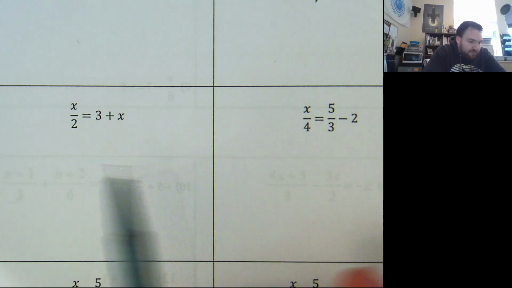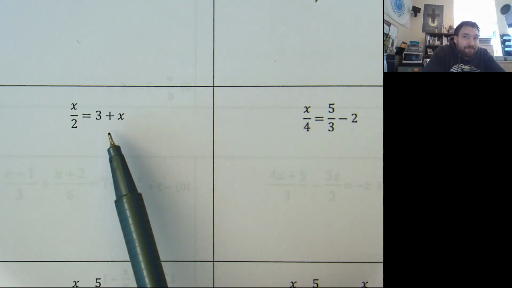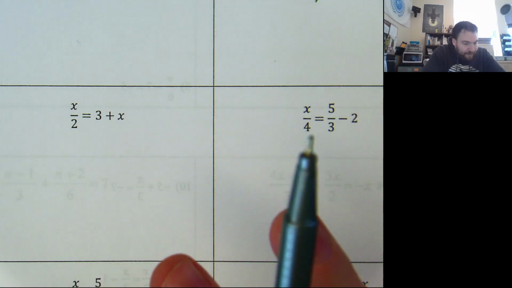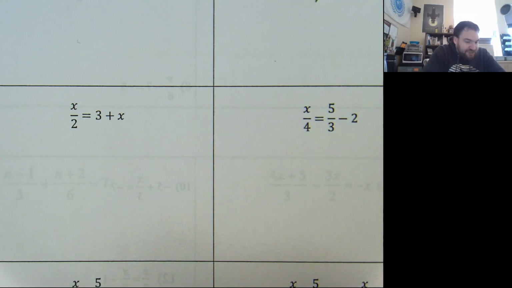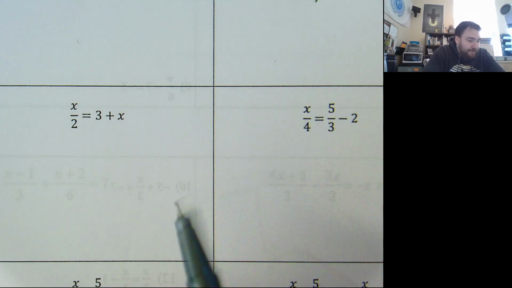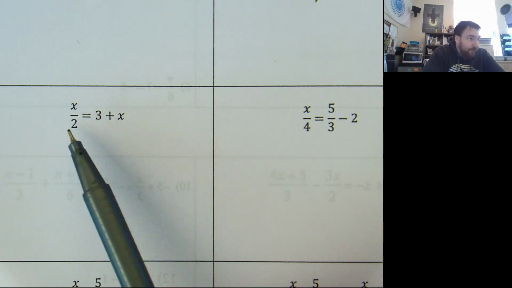So, I've got x over 2 equals 3 plus x, and I want to get my variables by themselves. Whenever you see fractions in these questions, I'll say 98% of the time, the best first move is to get rid of those fractions. Do everyone a favor, get rid of the fractions. It doesn't matter that we've got x's on both sides, we're going to get rid of that fraction.